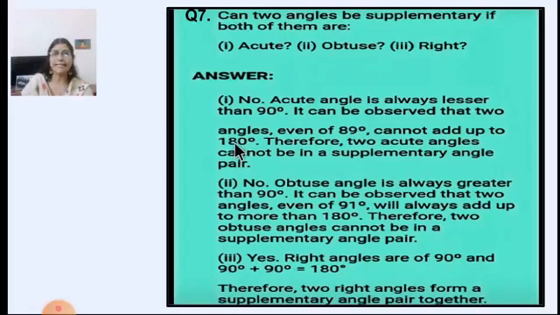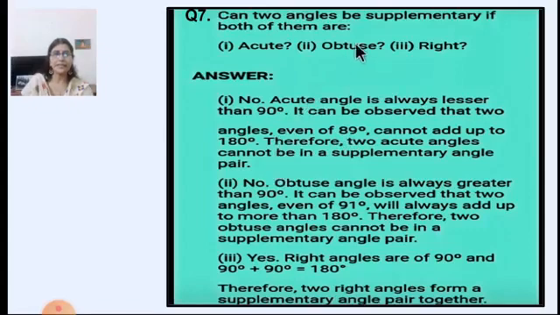It will be less than 180 degree. Therefore, two acute angles cannot be in a supplementary angle pair, because if you take 89 degree, 89 plus 89 will become 178 degree, which will not form supplementary angle.